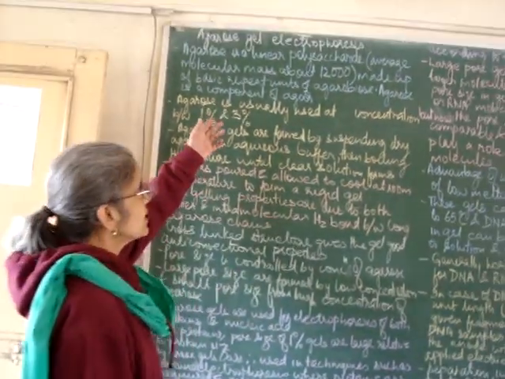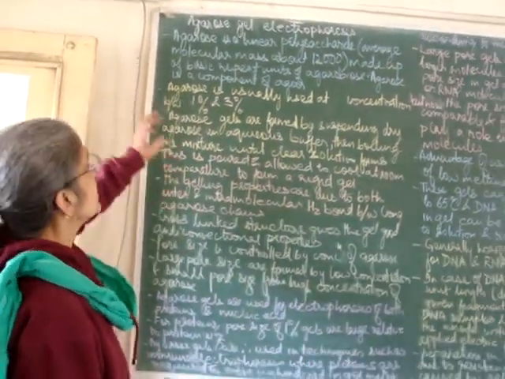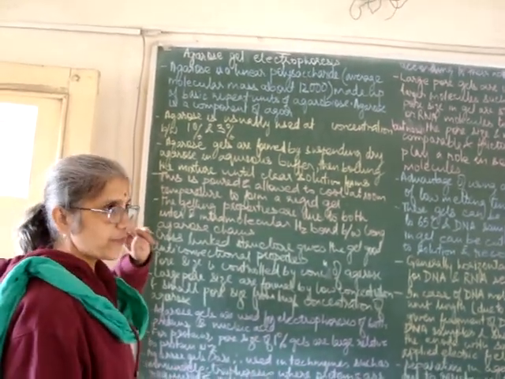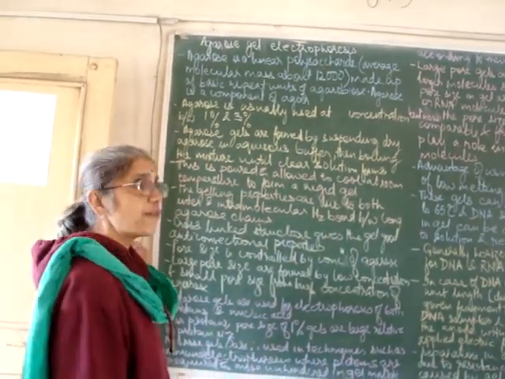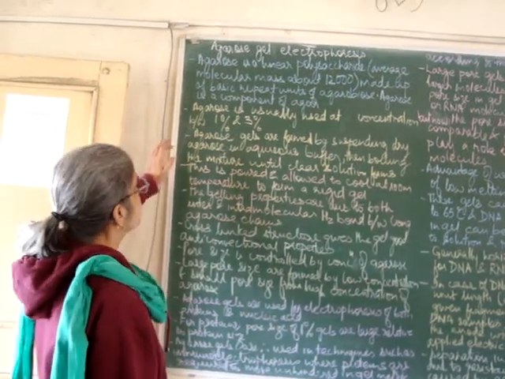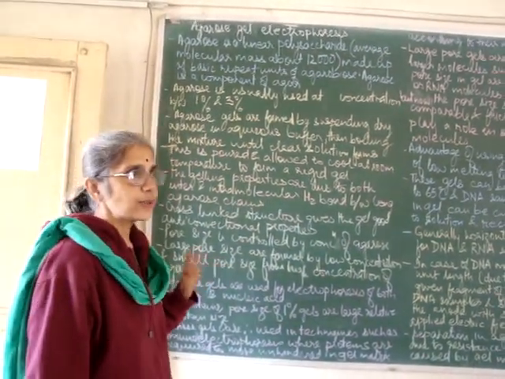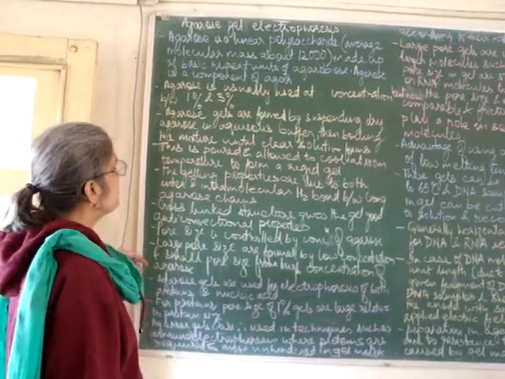Today we are going to study agarose gel electrophoresis. Agarose is a linear polysaccharide with an average molecular weight of 12,000, and it is made up of repeating units of agarobiose. Agarose is a component of agar. Agarose is generally used in a concentration of 1 to 3%.